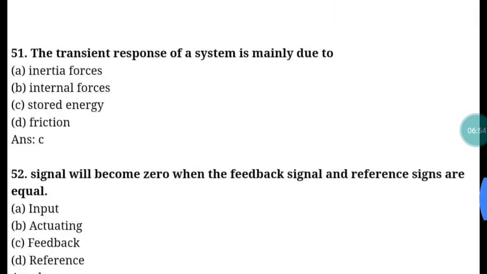Next question. Question number 51. The transient response of a system is mainly due to what? So the transient response of a system is mainly due to stored energy. C is the right answer.